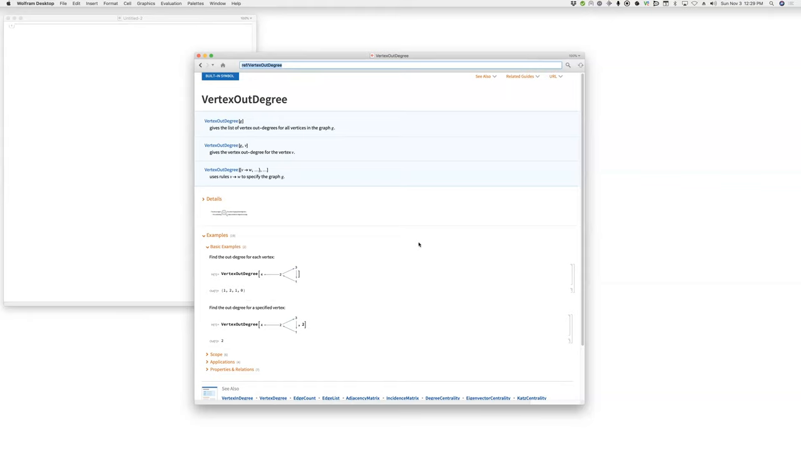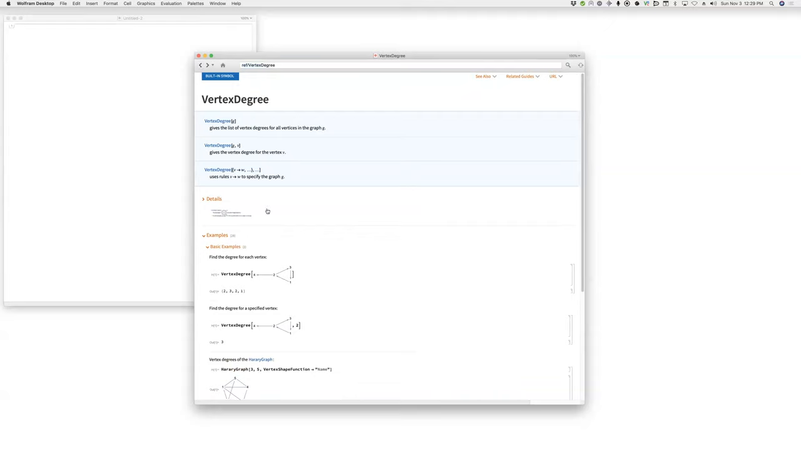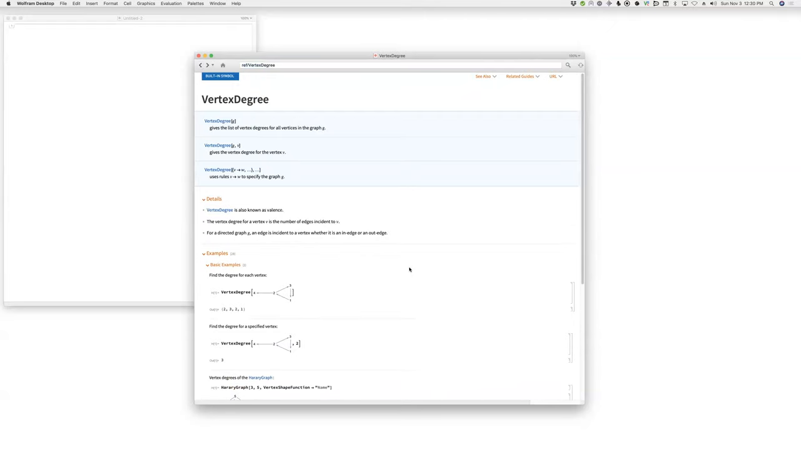Okay, Xavier agrees that vertex degree is the number of hyper edges, not the number of vertices. But when you have a multigraph, vertex degree is the number of vertices. Wait a minute. Is vertex degree the number of vertices or the number of edges? I thought it was the number of vertices. Let me double check. No, the vertex degree for a vertex is the number of edges incident to V. By the way, the details here should say something about multigraphs. But if you look at scope, that's not how it works. Well, then it's wrong.